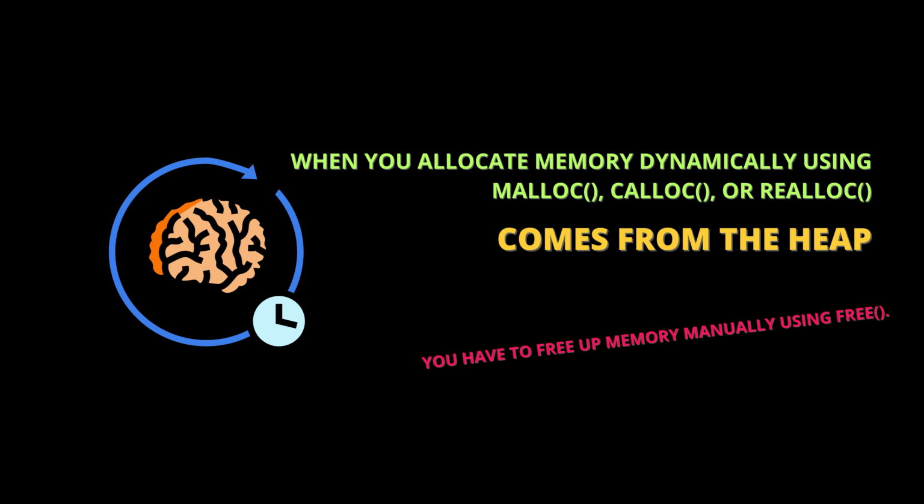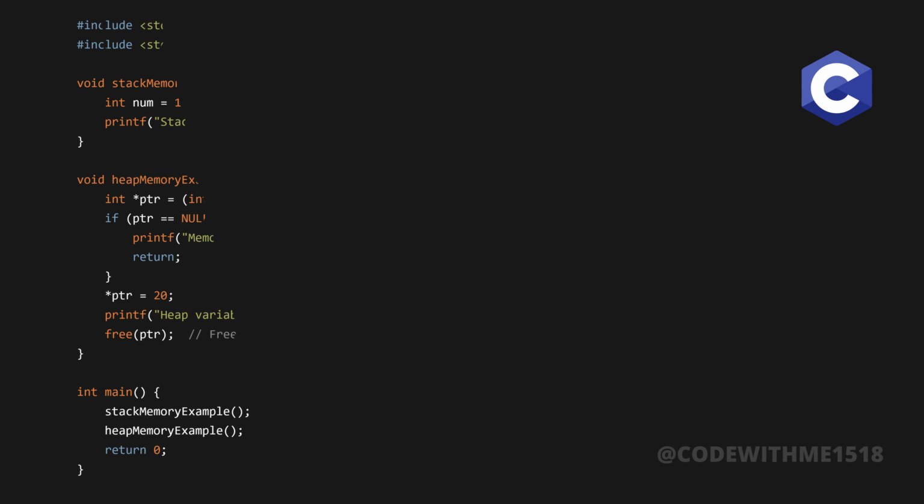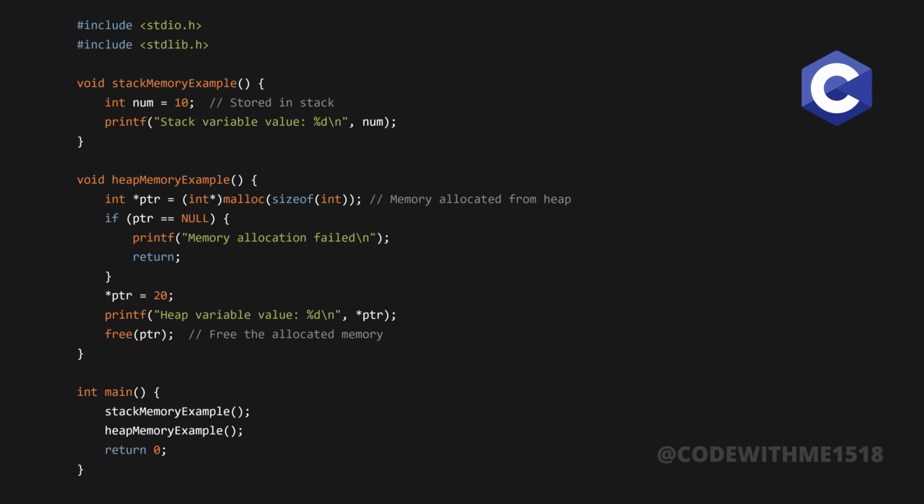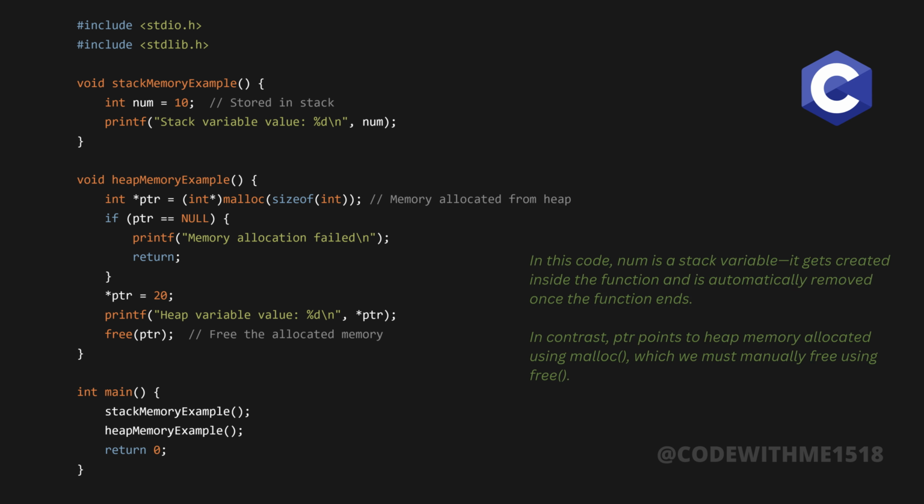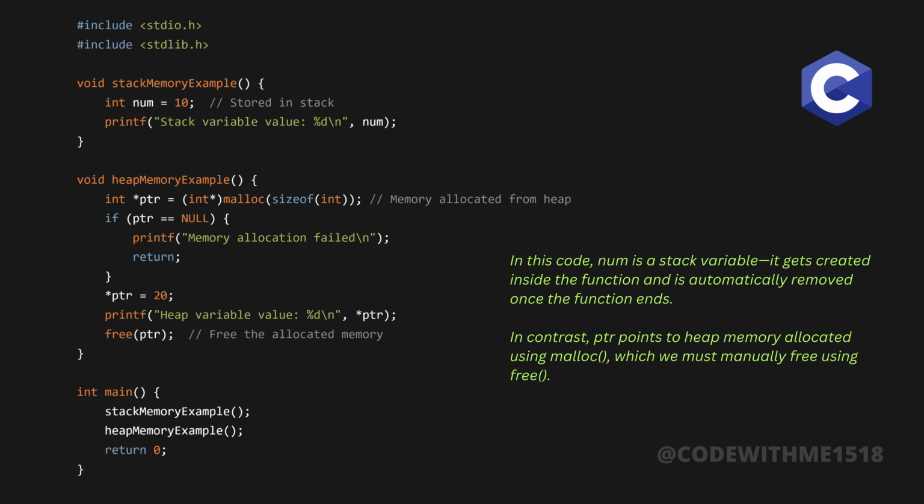Now, let's see an example of both stack and heap memory in action. Here's a simple program that demonstrates stack and heap memory usage. In this code, num is a stack variable. It gets created inside the function and is automatically removed once the function ends. In contrast, ptr points to heap memory allocated using malloc, which we must manually free using free.